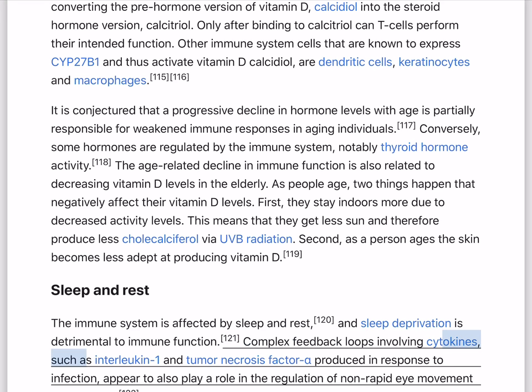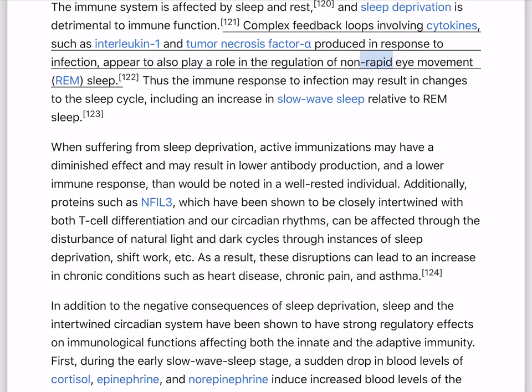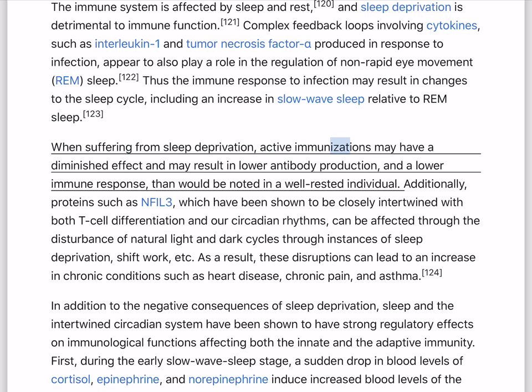Complex feedback loops involving cytokines, such as interleukin-1 and tumor necrosis factor alpha, produced in response to infection, appear to also play a role in the regulation of non-rapid eye movement, non-REM, sleep. Thus, the immune response to infection may result in changes to the sleep cycle, including an increase in slow wave sleep relative to REM sleep. When suffering from sleep deprivation, active immunizations may have a diminished effect and may result in lower antibody production and a lower immune response than would be noted in a well-rested individual.